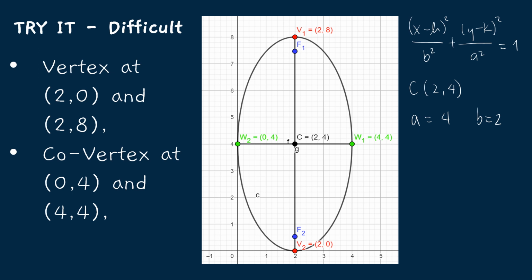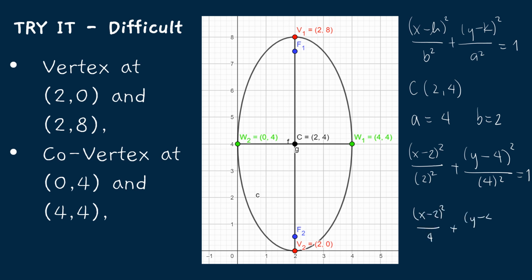If it is 2, 4, we will have (x minus 2) squared over b squared, which is 2 squared, plus (y minus 4) squared over a squared is equal to 1. So 4 squared also is equal to 1. And therefore, we can now simplify the denominators by squaring 2 and 4. Your final answer would be (x minus 2) squared over 4 plus (y minus 4) squared over 16 is equal to 1. And therefore, this is already your final answer.